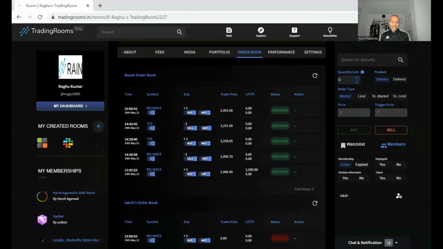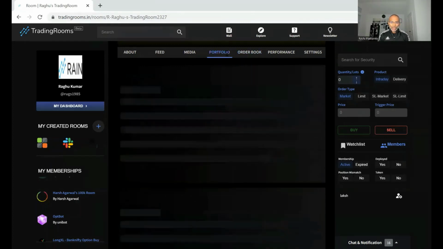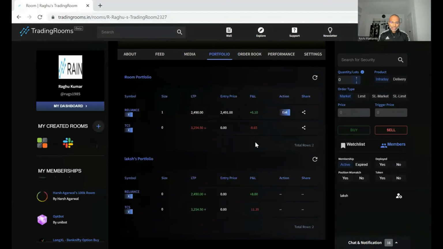Okay, so now in the next section, we're going to talk about a very interesting feature called position mismatch. Using position mismatch, the room member can very quickly correct the position of their room. So you can see here that I'm still logged in as me. And when I go to the portfolio, you can see that I have a position right now of Reliance, right?